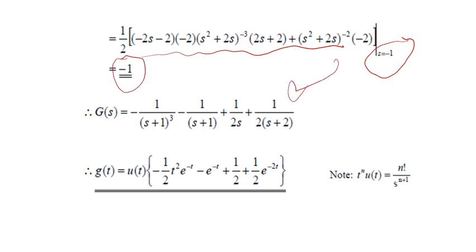We substitute the values in the main equation. We'll find that it's written as minus 1 over (s plus 1) to the power 3, minus 1 over s plus 1, plus 1 over 2s plus 1 over 2s plus 2. Now we will solve them using the table given earlier. So the first one, 1 over (s plus 1) to the power 3, here is its solution or its time domain. And for this function, it's minus 1. Minus 1 is the constant and exponential of minus 2 and so on.